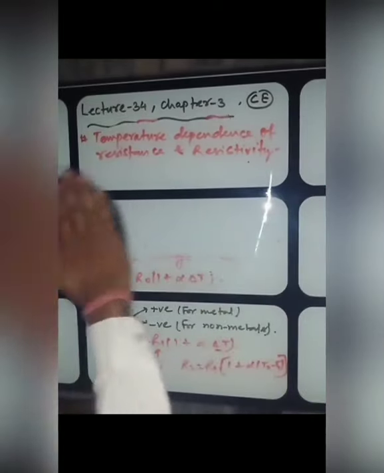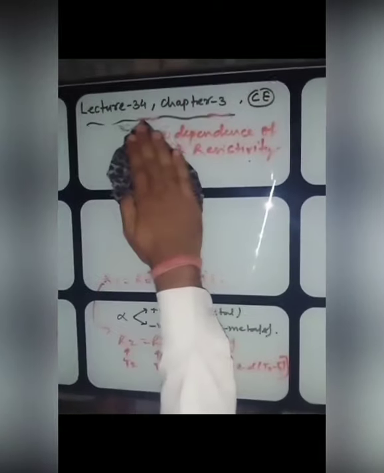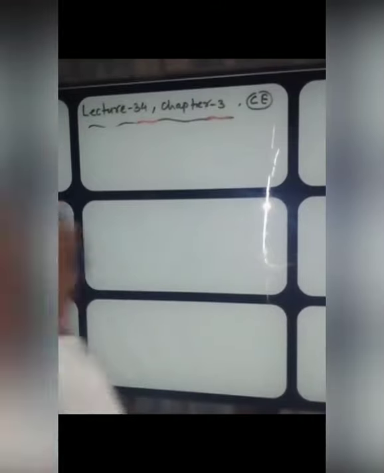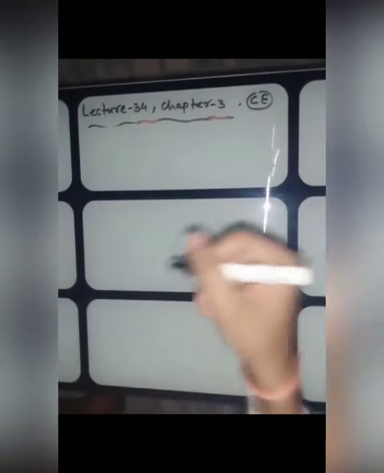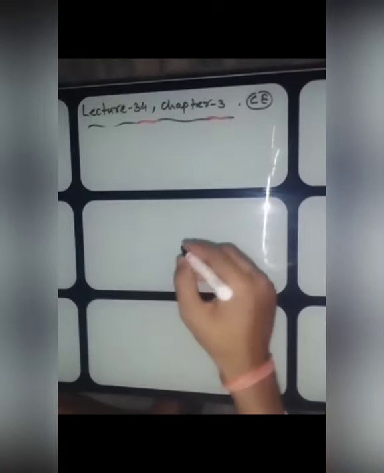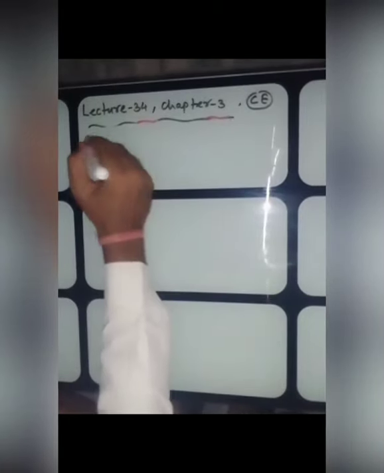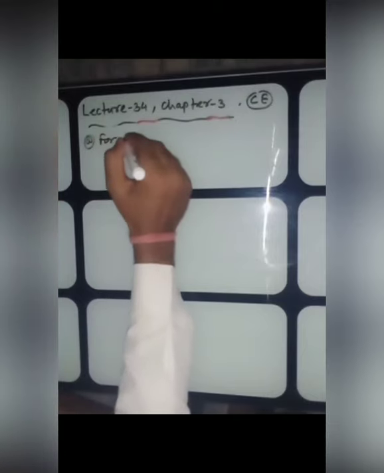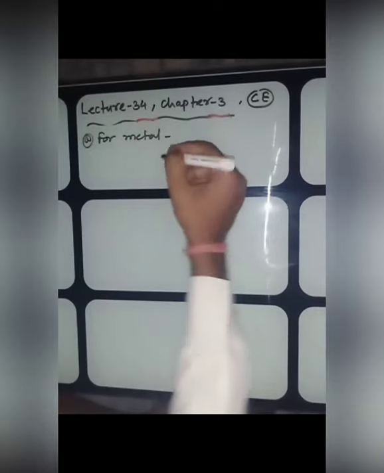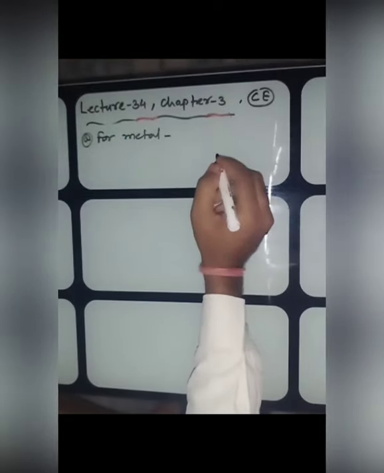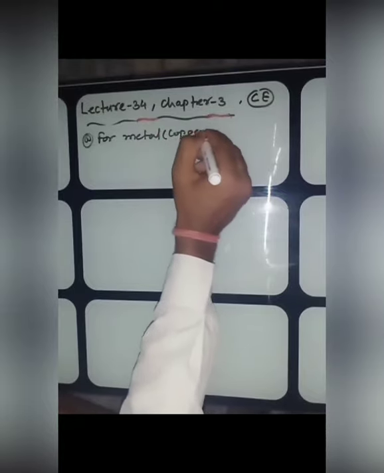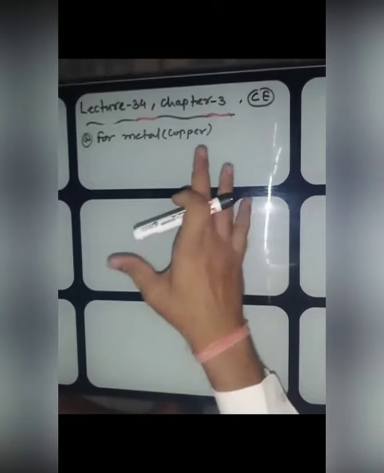Now one by one we are going to plot a few graphs which show the relation between resistance and temperature. For metal first, for conductors. For the conductor, my dear student, you can take the example of copper. I'm drawing this particular diagram using the NCERT book.